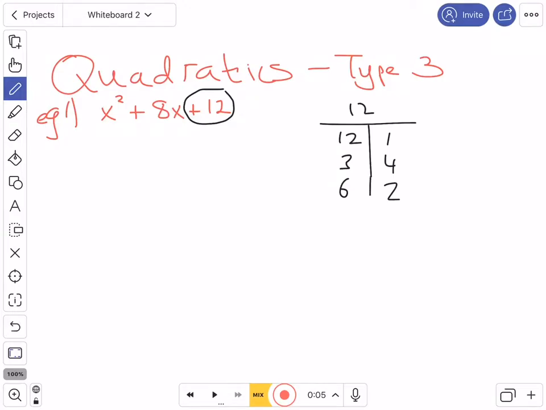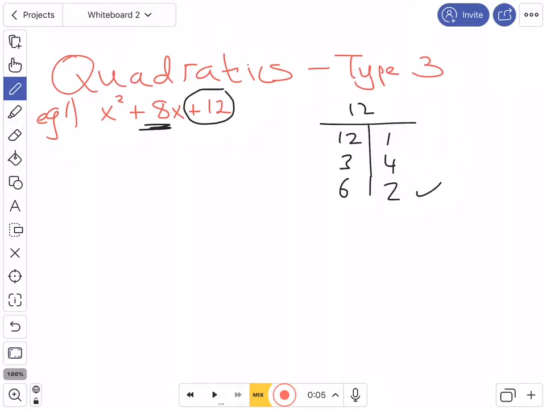that's my last pairing for 12. So the ones that I pick are the ones that add to give me this middle term. So it's the numbers that multiply to give the last term, that add to give the middle term. If I check, I see 1 and 12 aren't going to work, 3 and 4 won't work, 6 and 2 are the ones that are going to work. So they're the ones I'm going to use.